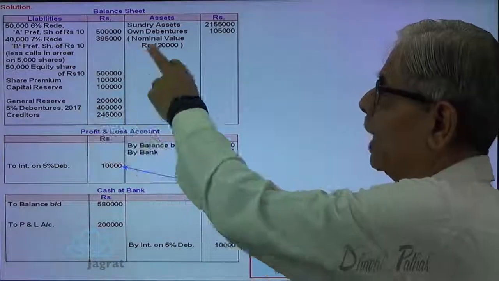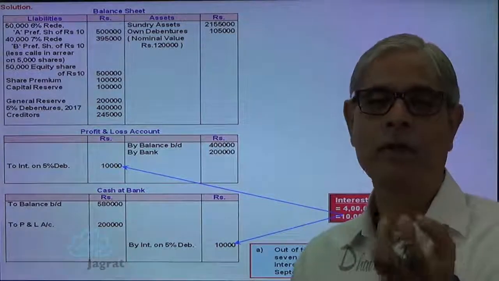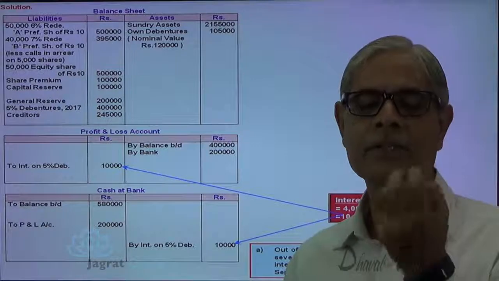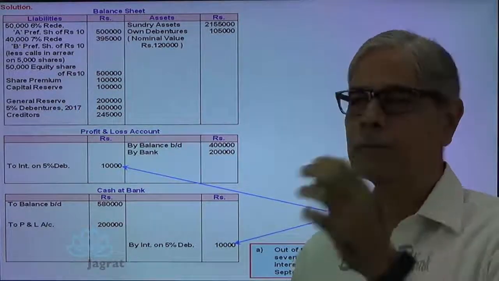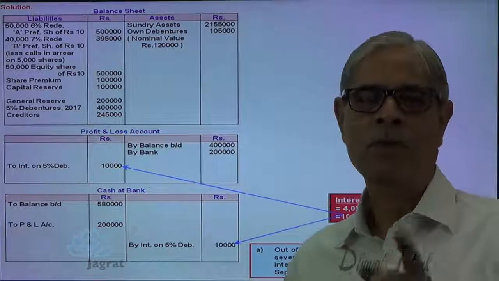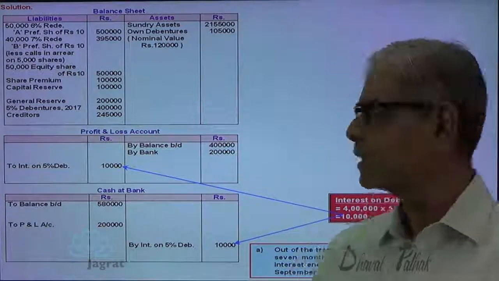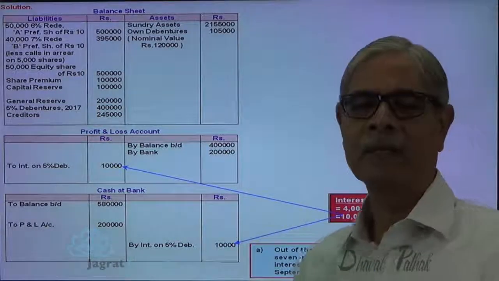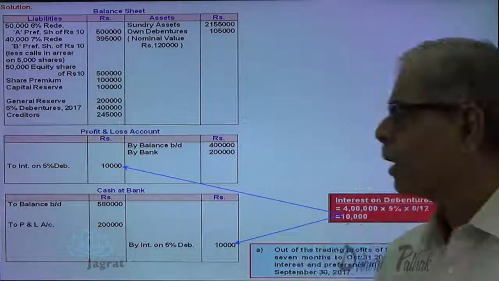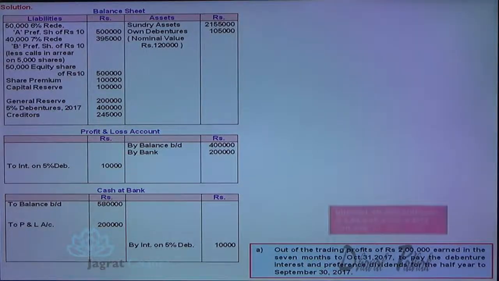Now I have got 1,20,000 nominal value debenture, own debenture. So this is my liability, own debenture. Investment 1,20,000 is there. When company pays interest to the outsiders, if all the debentures are held by outsiders, you are required to pay 10,000 debenture interest in this fashion. But I am going to earn interest on own debenture.